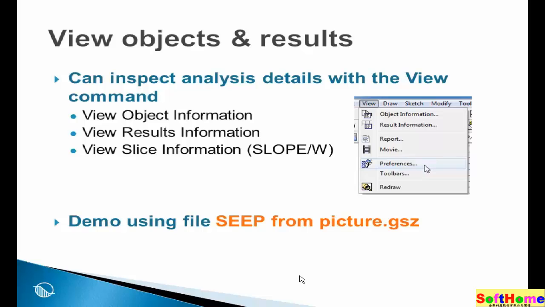GeoStudio gives you an option to look at the details of what has been defined and the details of the results that have been computed. One of the more common ways of doing this is the view command, where we say view object information and view results information.